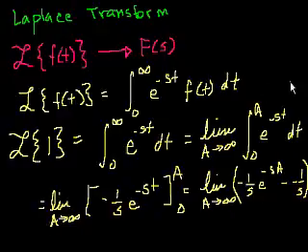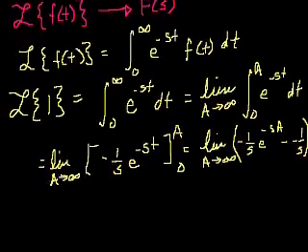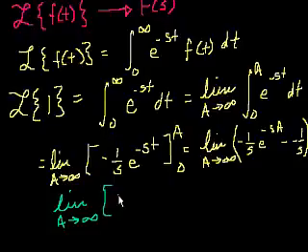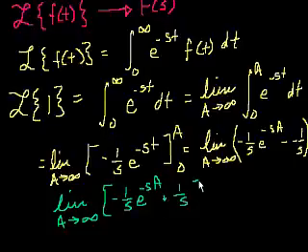Fair enough. Let me scroll down a little bit. I wrote a little bigger than I wanted to, but that's okay. So this is going to be the limit as a approaches infinity of minus 1 over s e to the minus sa, minus minus 1 over s, so plus 1 over s.